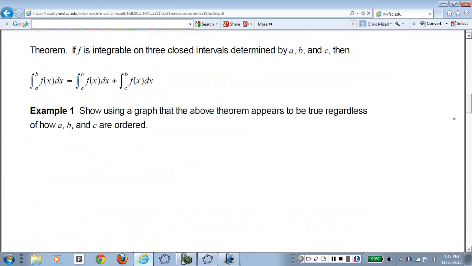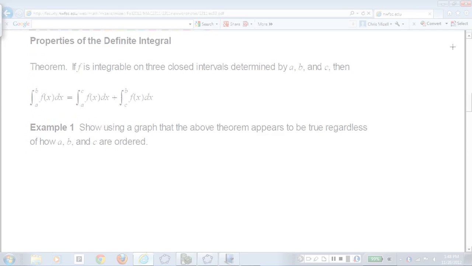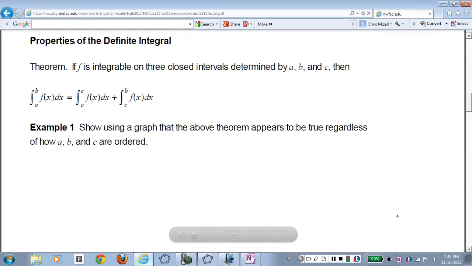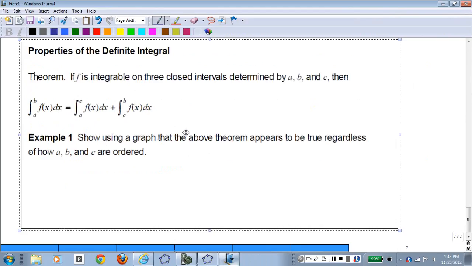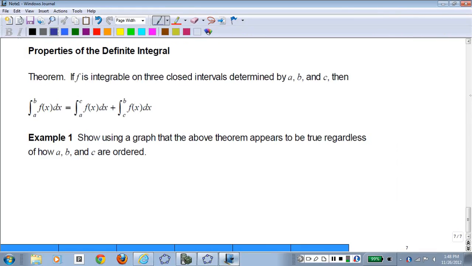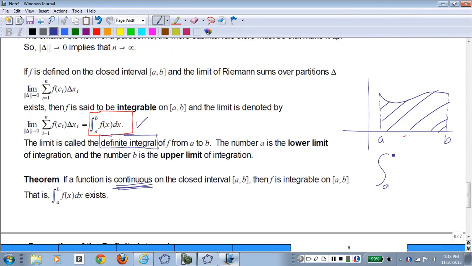Some properties. Let's see if this makes sense. If I go back to this picture, if this is the integral from a to b of f of x dx, what do you suppose is meant by the integral from b to a of f of x dx? Is it going to make a difference which endpoint we put where?